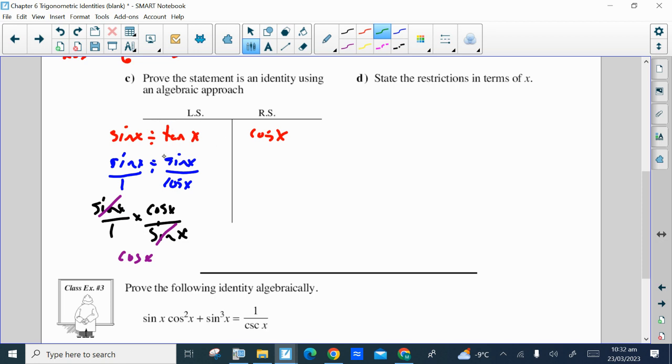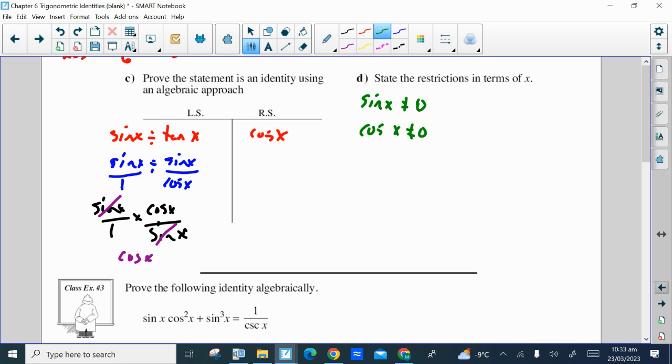But neither of them can equal 0 because tan x is a denominator. If the sine x equals 0, you're going to have 0 over something which is 0. Can't have that because tan x cannot equal 0. And if the cos x equals 0, you're going to have sine over 0, which is undefined. So because tan x is a denominator, neither sine x nor cos x can equal 0. Which means every multiple of pi on 2.